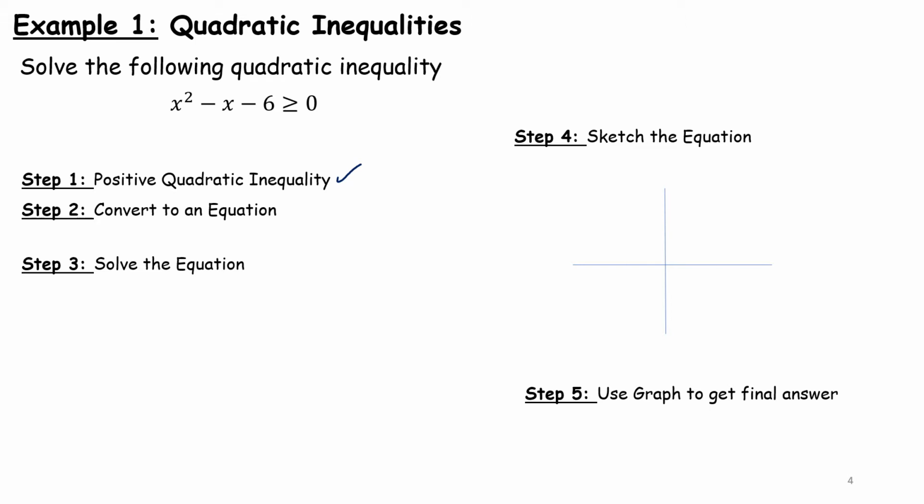So it's a very subtle difference. I find that students can often just randomly guess the inequality signs at the end, which isn't good. So I find converting to an equation and doing so explicitly is so important. So I have the equation x squared minus x minus 6 equals 0. I'm now going to solve that equation.